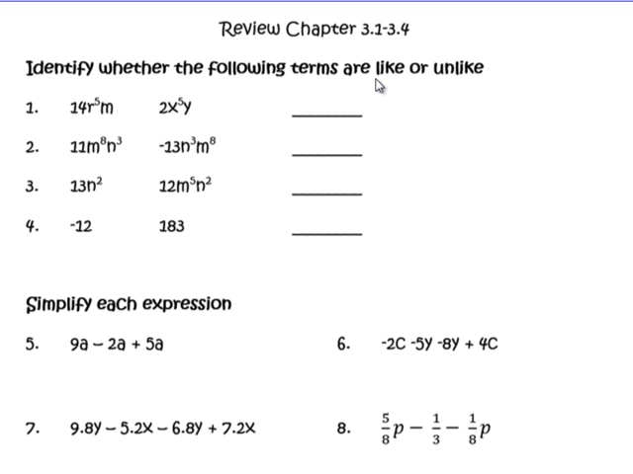So the first couple questions ask about whether the terms are like or unlike. To be like, they have to have the same variables to the same powers. So as I look at number 1, they don't even have the same variables, rm and xy, unlike.